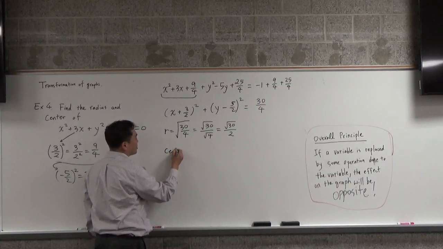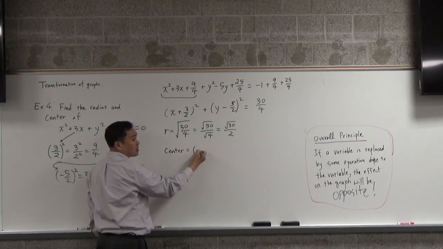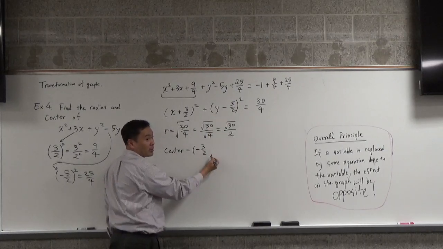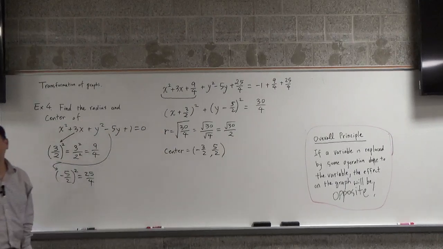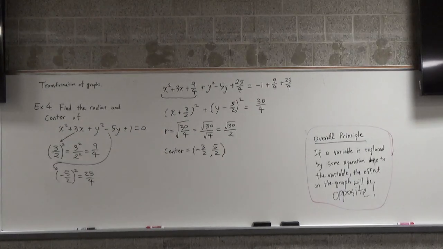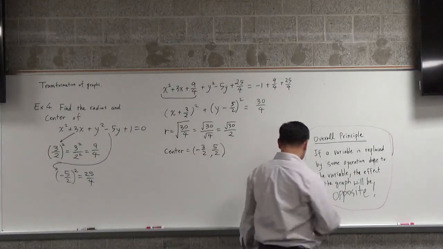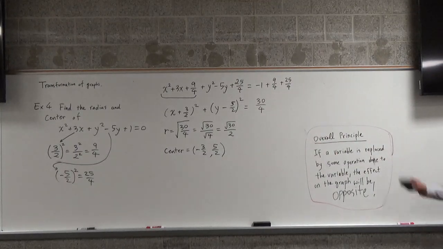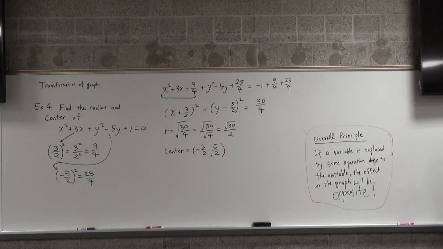And then, what's the center? Because it's plus 3 over 2, we say -3 over 2. Because this is minus 5 over 2, we say positive 5 over 2. So that's it. That's how you answer such a question. And all of this will be easier to understand if you know this overall principle. Okay.